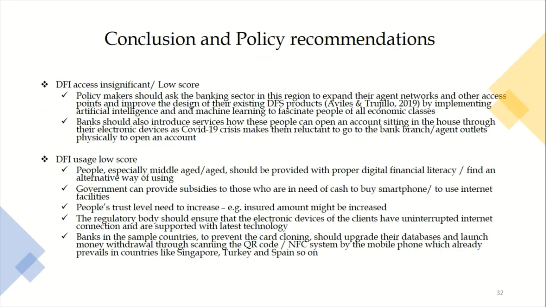Since we found that DFI access is insignificant or has a low score, policymakers should ask the banking sector in this region to expand their agent networks and other access points and improve the design of their existing products by implementing artificial intelligence or machine learning to attract people of all economic classes.